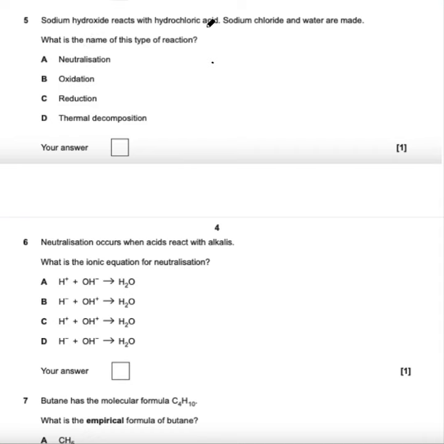Sodium hydroxide reacts with hydrochloric acid. Sodium chloride and water are made. What is the name of this type of reaction? Hydroxide is what we call an alkali, and hydrochloric acid is an acid. Once you add an alkali and an acid together, this is called a neutralization reaction. This is why it's A, because these two are opposites of each other, and so when you put them together, they neutralize.